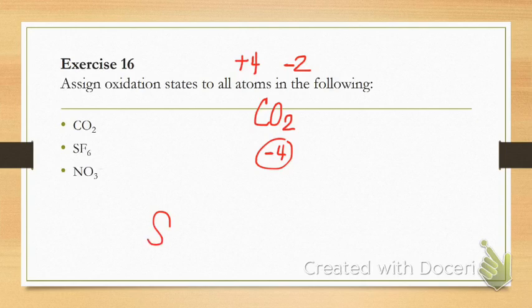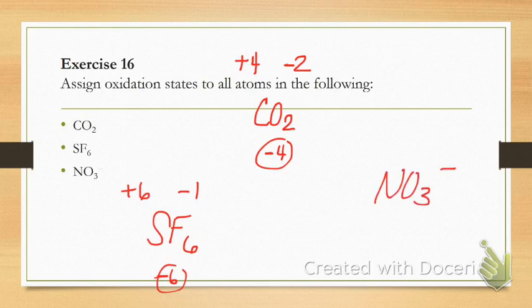Okay, so in SF6, what do we say fluorine is? -1. Okay, so that means I have a total down here of -6 because there are 6 fluorines. So what does my sulfur have to be? +6. And then nitrate has an overall charge of -1. So I know that oxygen's a -2, but I have a total of -6. So what plus a -6 will equal a -1? Plus 5. So do you remember how to do that?